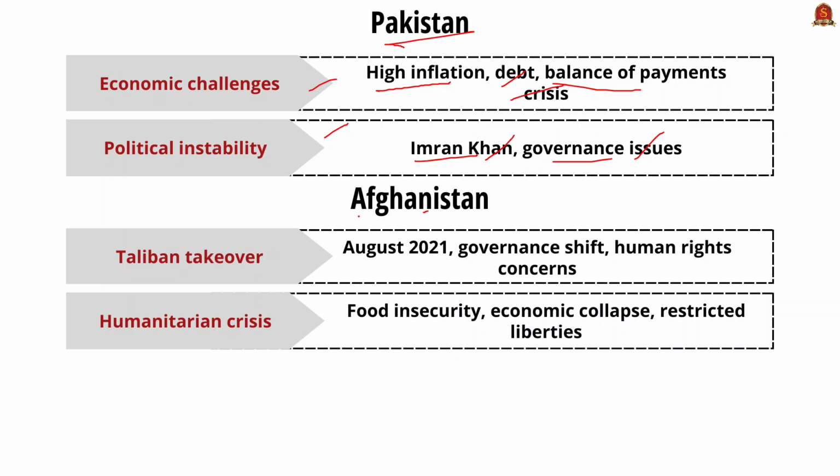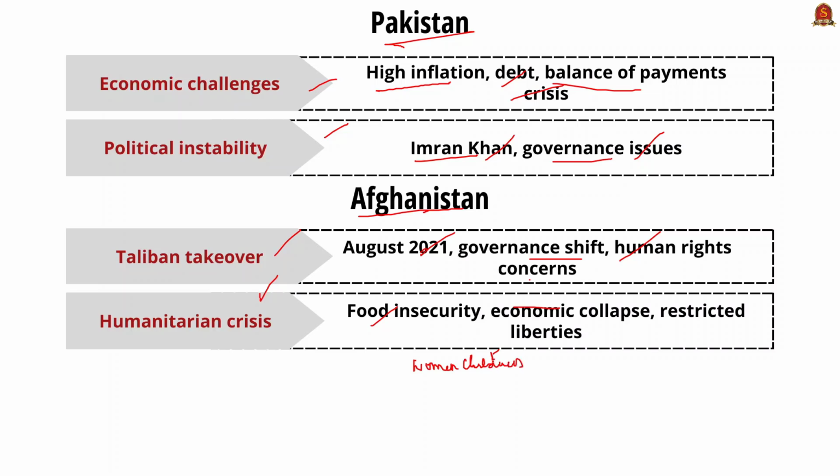And finally is the Afghanistan's humanitarian crisis post Taliban takeover. The Taliban's return to power in August 2021 led to a dramatic shift in governance, impacting democratic structures and human rights. The regime change triggered a severe humanitarian crisis with widespread food insecurity, economic collapse, and restricted civil liberties, especially for women and minorities, questioning human rights.